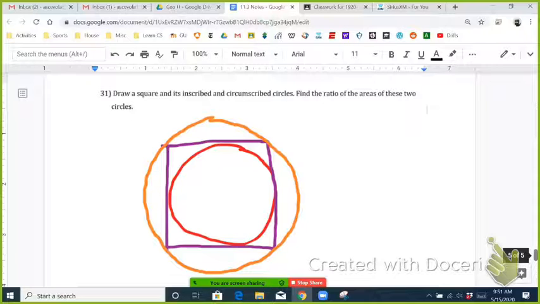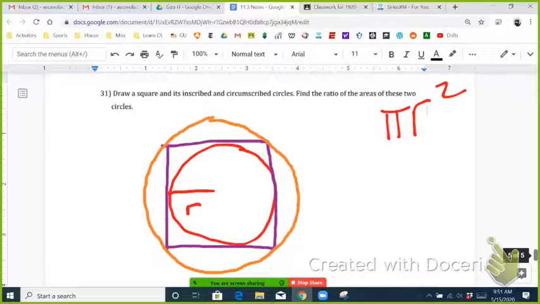To find the area of a circle, that's pi r squared. So we want to find the radii of these two circles in terms of one of the radii. I'll start with the smaller radius and just call that r.